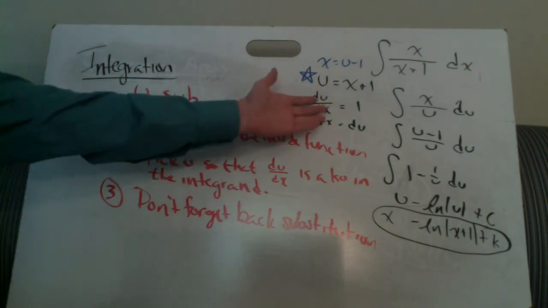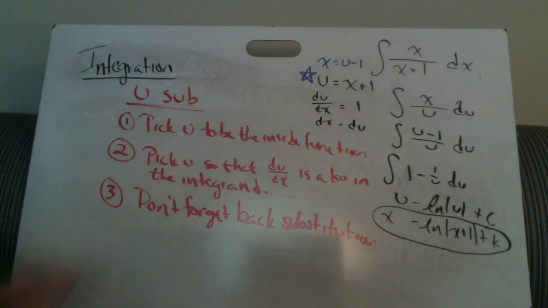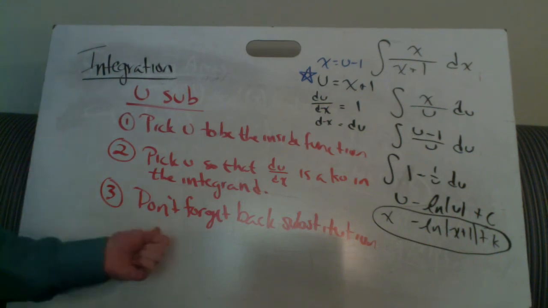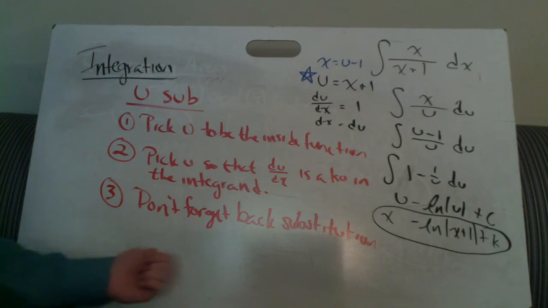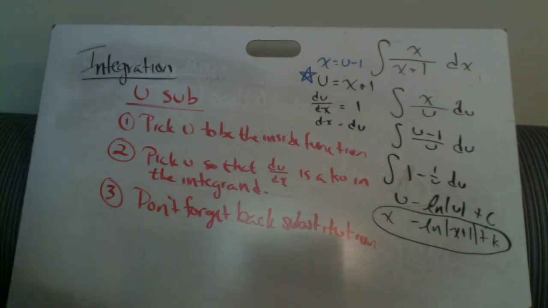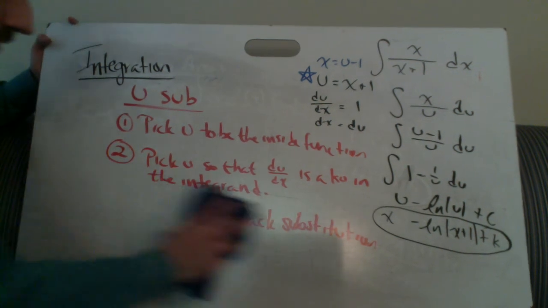In this particular example, step 1 worked. It was pick u to be the inside function, and the inside function was x plus 1. This was great. It was really great. But we wouldn't have been able to do it without remembering about back substitution. This is a very important trick in solving this, just an awareness of how the variables are relating to each other and what they can do next. So we'll do one more example, and then that'll be it.